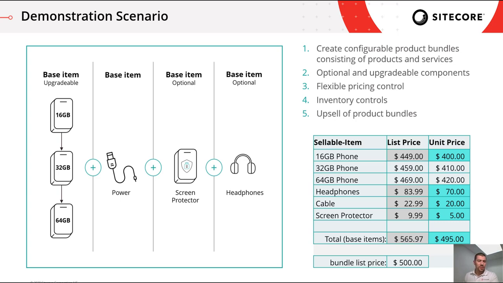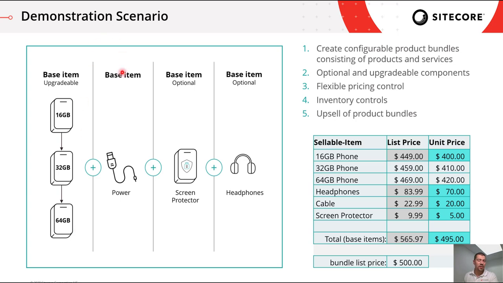The bundle scenario is going to be made up of what we call 4 base items. You can think about them as slots. The first base item, or the first slot, is going to be the mobile phone slot, which is going to be marked as upgradable. The primary base item is going to be the 16 gigabyte mobile phone, and we're going to be able to upgrade that to either the 32 gig or the 64 gig equivalent phone.